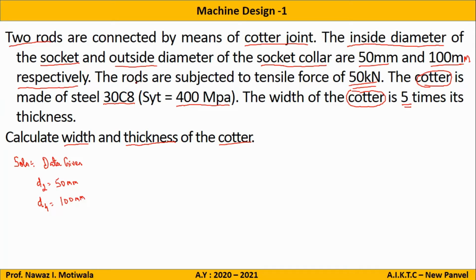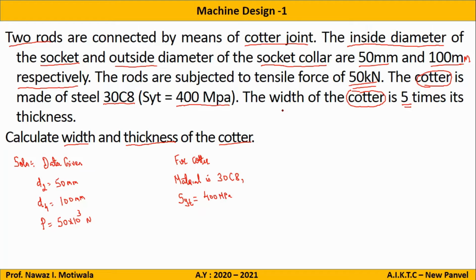The other thing given is the rods are subjected to tensile load of 50 kilonewton. So I will let P is given to us as 50 kilonewton. So it will be 50 into 10 raised to 3 newtons. Then the cotter is made up of steel. For cotter, material is 30 C8. So we are not bothered about 30 C8 and all. We need the values. So the value given is SYT, that is yield stress in tension, is 400 MPa.